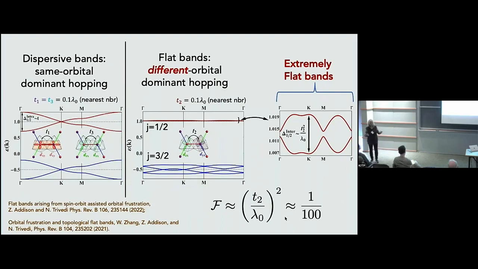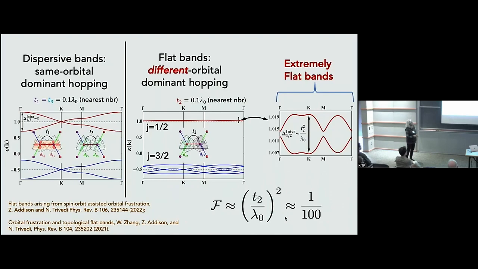But if you enhance the hopping between different orbitals, and you might say, why would that happen? It's the same spin orbit coupling that can control this. Because of that, the J=1/2 band, you can see, is extremely flat. And the width of that is not linear in the hopping. Because of this interference, the linear term can be essentially driven to zero, and it's a second order process. So it goes like t2 squared, where t2 is the hopping between different orbitals, divided by the distance between these bands, the energy gap, which is on the order of the spin orbit coupling.